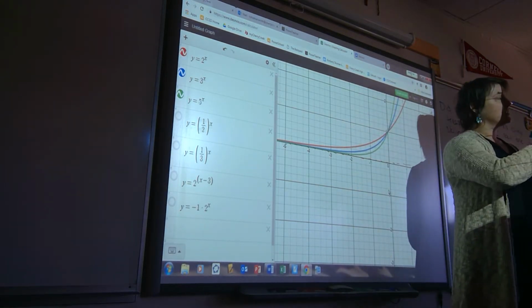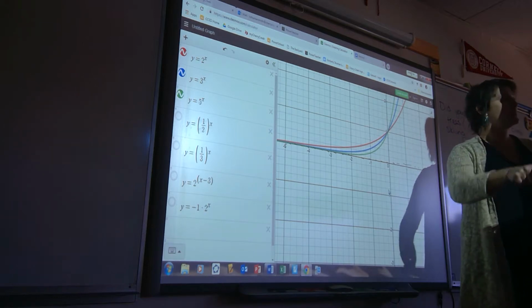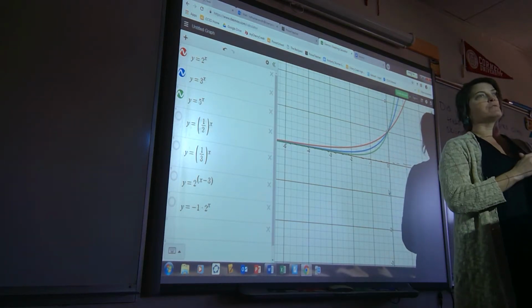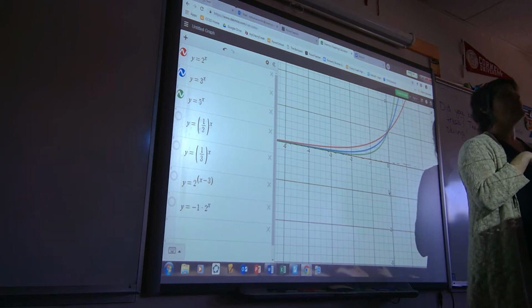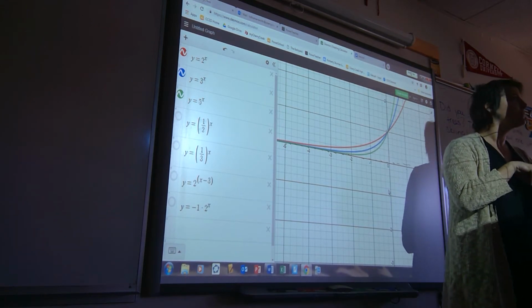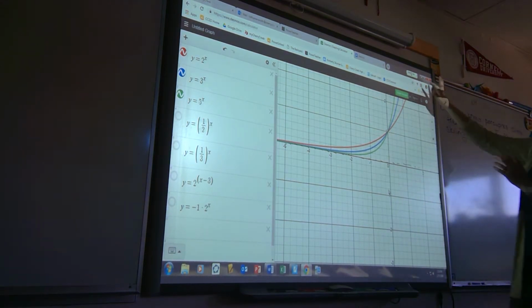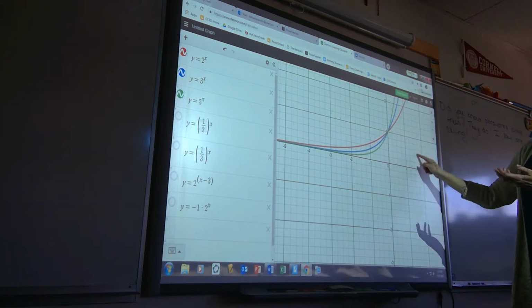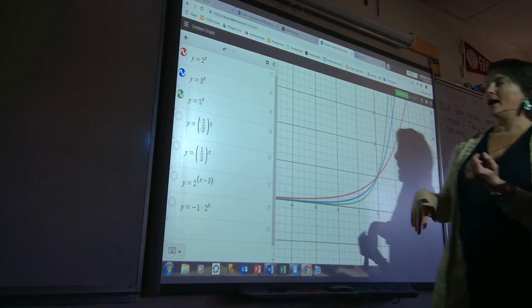Tangent was the first graph that we saw that had asymptotic behavior. Every curve that we will study from now until the end of the year will have asymptotic behavior. All right, so they all have that kind of thing. So we're going to learn how to transform these graphs.